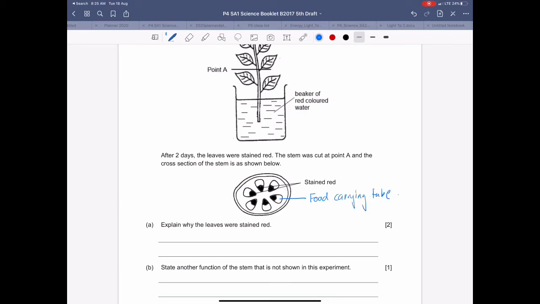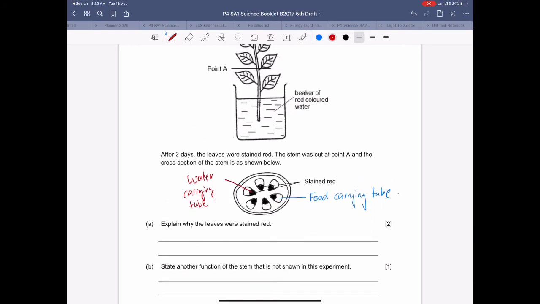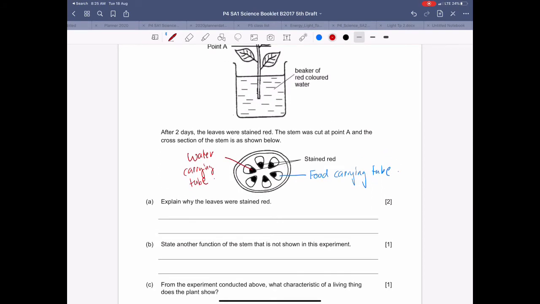And the one that is on the inside is your water carrying tube. Okay. So explain why the leaves were stained red. Alright, so you need to tell me which tube actually carried the water, from where to where.